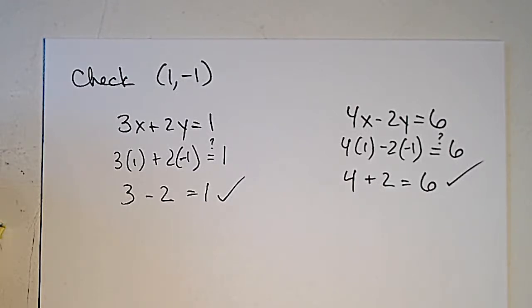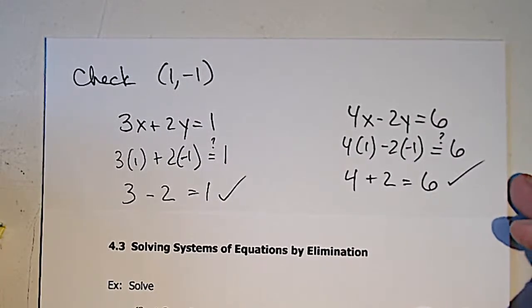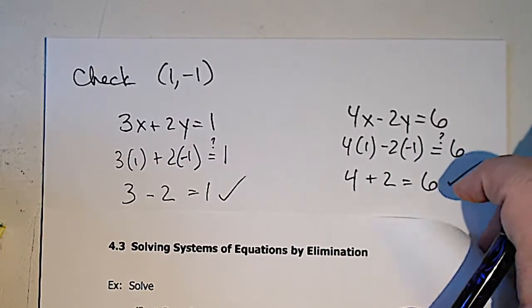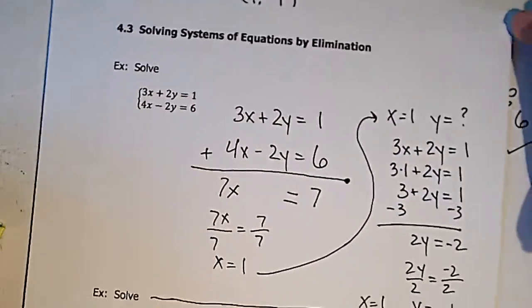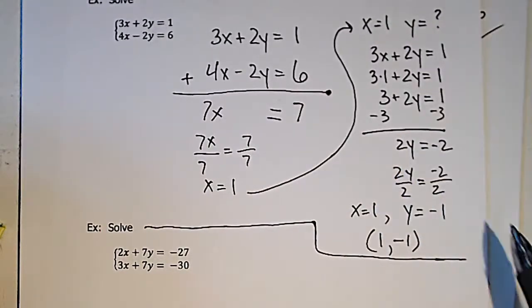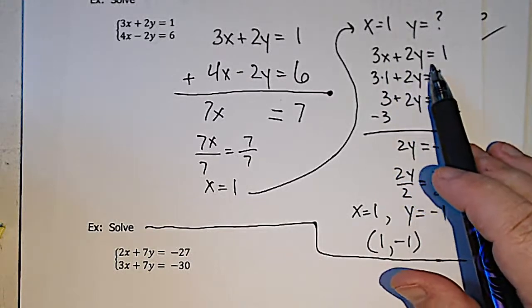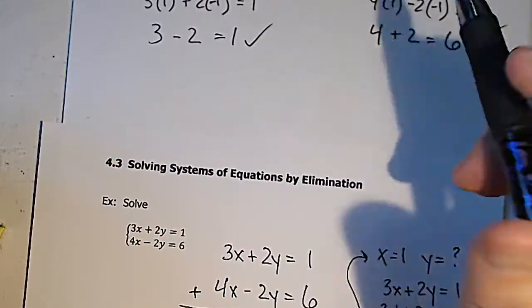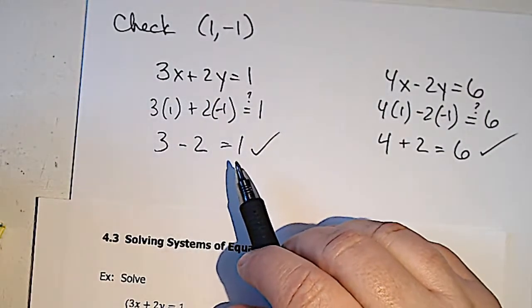Now, here's a little fun shortcut. I don't know if anything in math can be considered fun. So if we look at the page we just finished, right here, where we found y, we worked with 3x plus 2y equals 1. That is exactly what we did right here. We did exactly the same work.